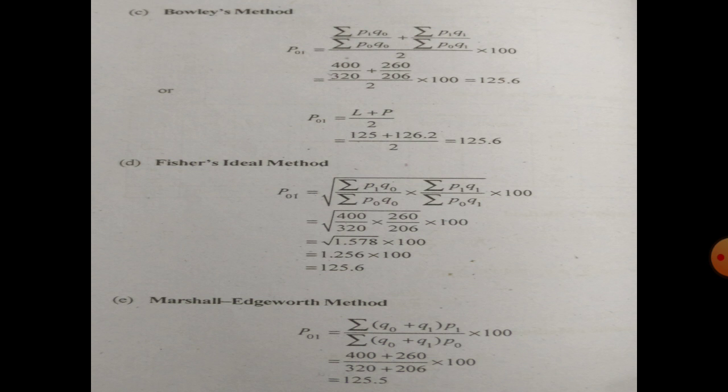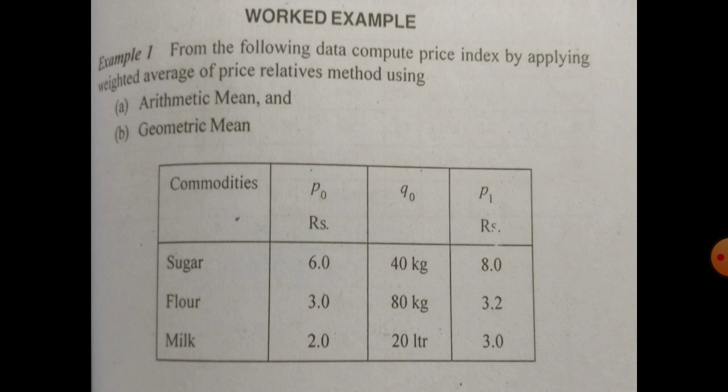So next we come to the next example. From the following data, compute the price index by applying the weighted average of price relative method using arithmetic mean and geometric mean. The problem is also given. For the second method, we need only P0, Q0 and P1. The commodities given are sugar, flour and milk, with the values of P0, Q0 and P1.